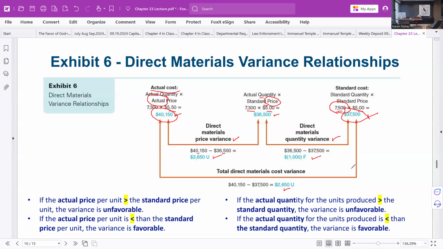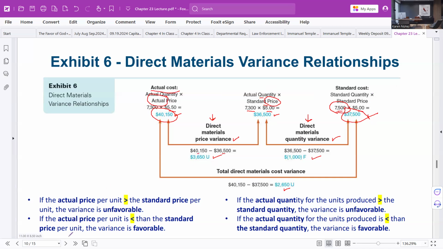So every time we have direct materials, what we want to do to analyze the performance is focus on the actual cost here on the far left, the standard cost on the far right, actual quantity, actual price, standard quantity, standard price. And in the middle, it's the actual quantity at the standard price. That allows us to get a price variance here and a quantity variance here. And that's how we analyze the direct materials.